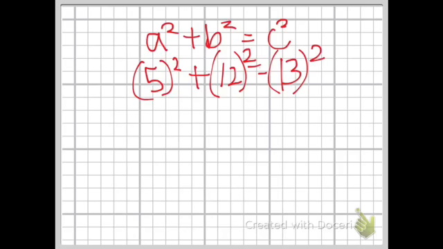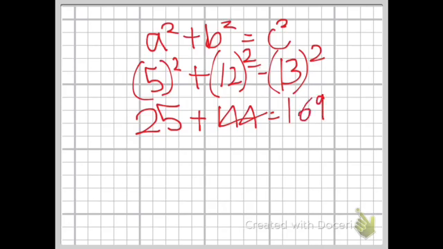So again, we can square each of our numbers, being 25 plus 144 equaling 169. Now we add the 25 and the 144, giving us 169 is equal to 169, and we know this is correct, because in any algebra equation, when both sides are equal and have the same number, it's the correct answer.